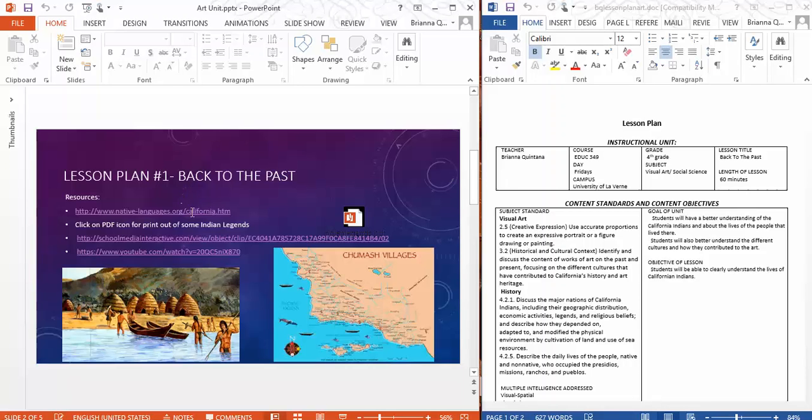So some of the things here, I'm not going to be clicking them. I'm just going to be telling you about them. The first link tells you about some of the different Indian tribes that were here in California, and it has a list of them, and I believe different links for some of them. This is the printout of a couple of the legends that students can read about.